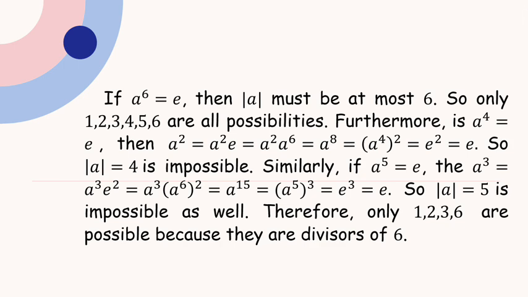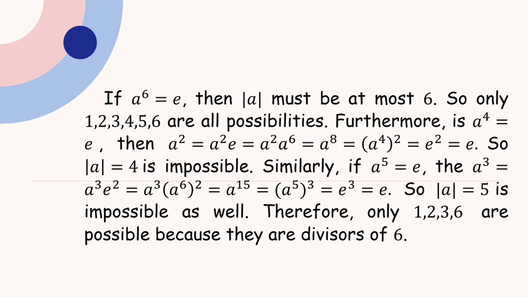Furthermore, if A raised to 4 equals E, then A raised to 2 equals A raised to 2 times E equals A raised to 2 times A raised to 4 equals A raised to 6, and A raised to 8 equals A raised to 4 times A raised to 4, equals E raised to 2 equals E. So absolute A equals 4 is impossible.